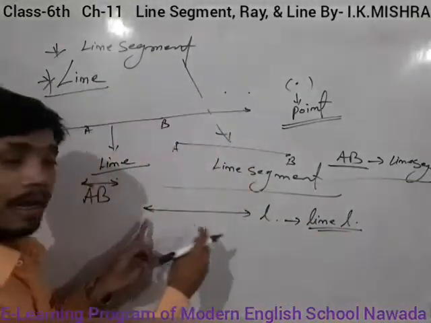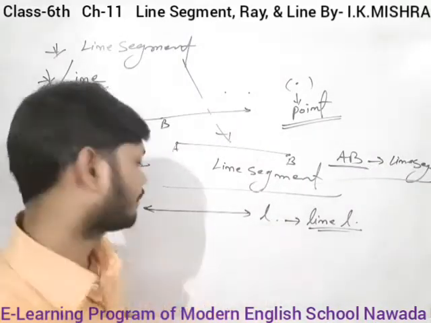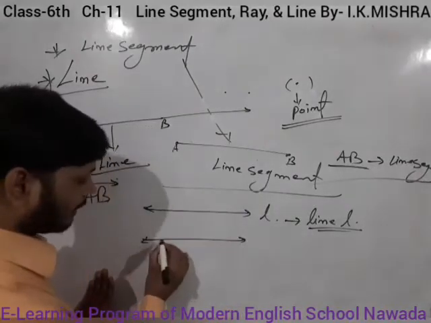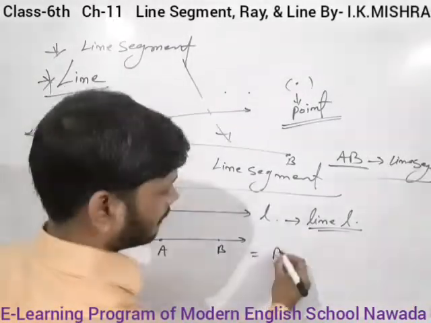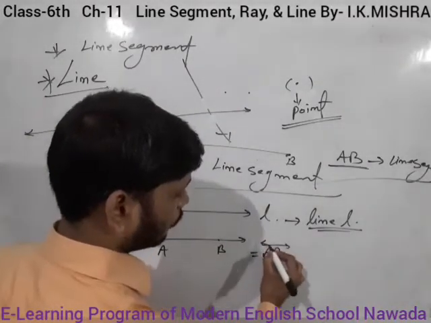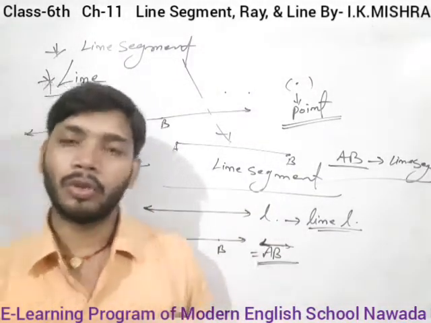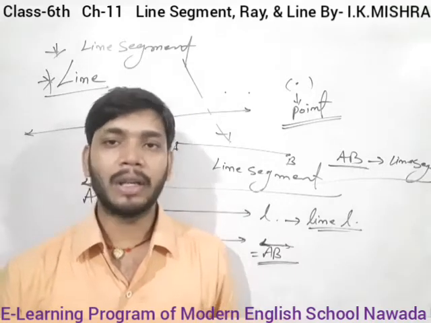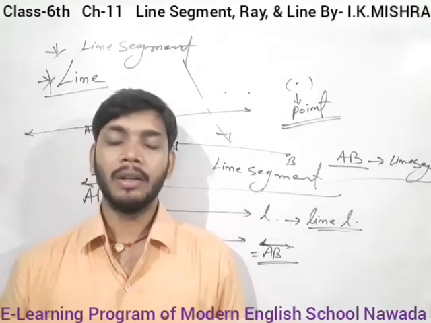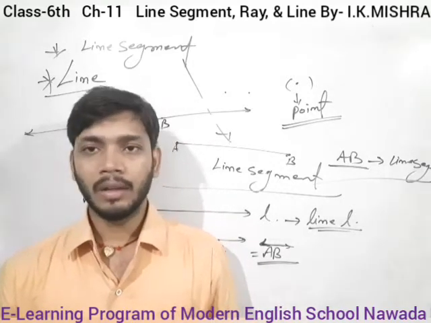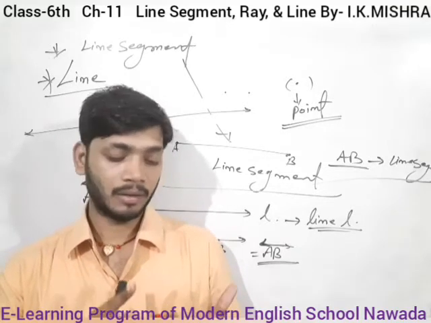That means a line can also be represented by any small letter of the alphabet. It's also represented by taking 2 points A and B. That means it will be written AB with arrows in both directions. This is the representation of lines. So you can easily represent a line. You know what a line is. Students, now proceed to the next term. Here I know what is a line segment and a line.